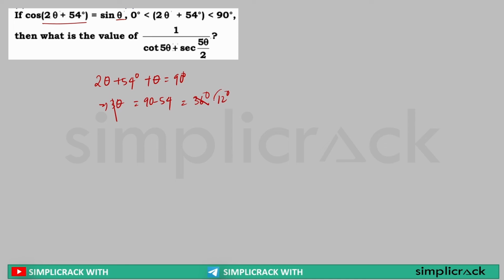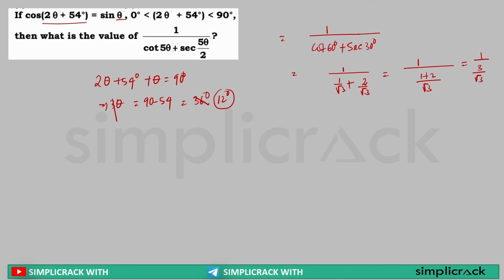Sir, if θ is 12 degrees, that means 1 by cot 5θ, that is cot 60 degrees, plus sec 5θ, 60 degrees by 2, that is 30 degrees. What is its value? Sir, cot 60 degrees is equal to 1 by root 3, plus sec 30 degrees is equal to 2 by root 3. The answer is 1 by root 3 times (1 plus 2), that is 3 by root 3. Root 3 crossed out. So the whole answer is root 3. What is the answer? Root 3.